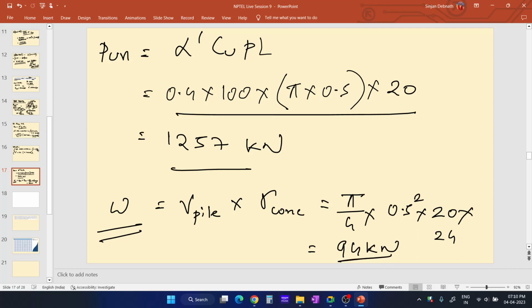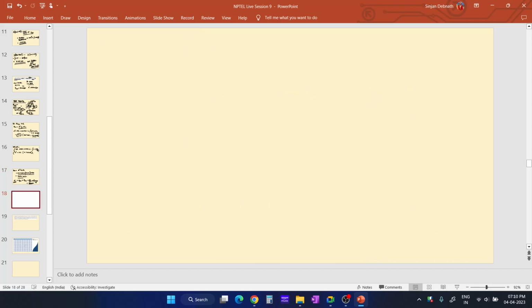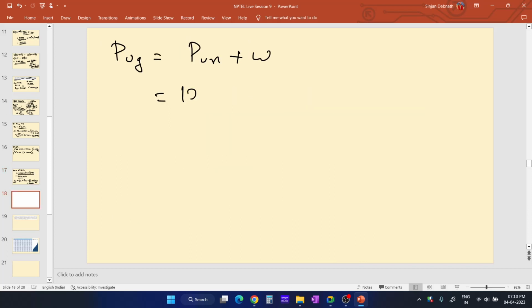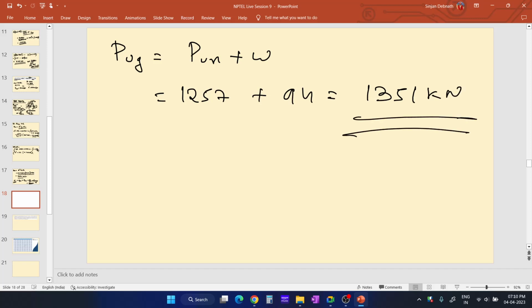Now you need to add both the terms, that is PUN and W. If you add both the terms, you will get the value of gross uplift capacity. So PUG is equal to PUN plus W. PUN we have found out, it is 1257 kilonewton, and W is 94 kilonewton. So 1257 plus 94 comes out to be 1351 kilonewton. So this is the uplift capacity of the pile.